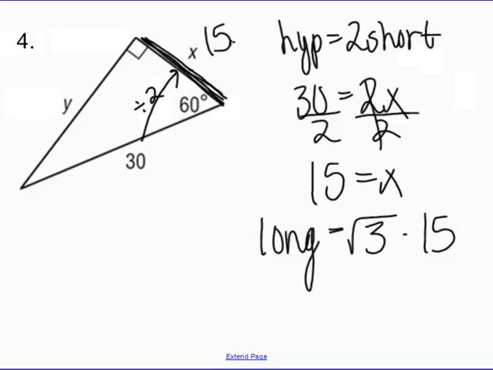The short leg is 15. My long leg then, which is y, is 15 radical 3.